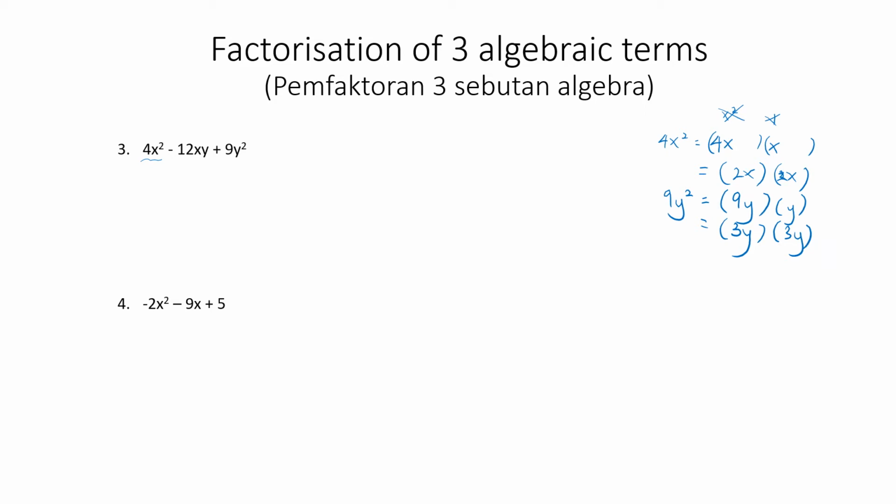So when we do factorization for these 3 algebraic terms, we need to do try and error. So we have 2 brackets and we'll factorize it. Try and error. So first I can try with 4x and x here. So I try with this, and then I try with 3y.